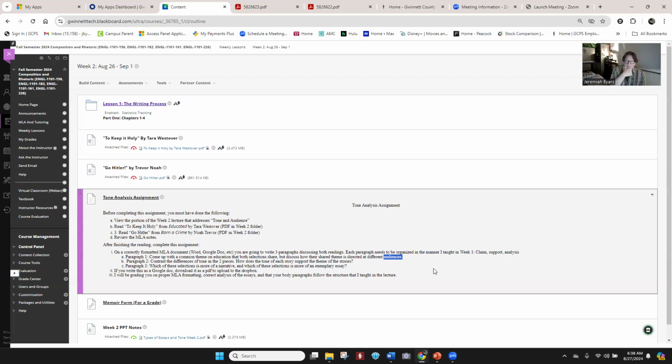Paragraph three. Which of these selections is more of a narrative? And which of these selections is more of an exemplary essay? Okay, all right, make sure it's in MLA formatting. I'll be grading you on proper MLA formatting, and by correct analysis of the essays, meaning that your analysis is supported by your support and your claim. I'm not so much about whether it's the right interpretation. I'm grading your analysis.